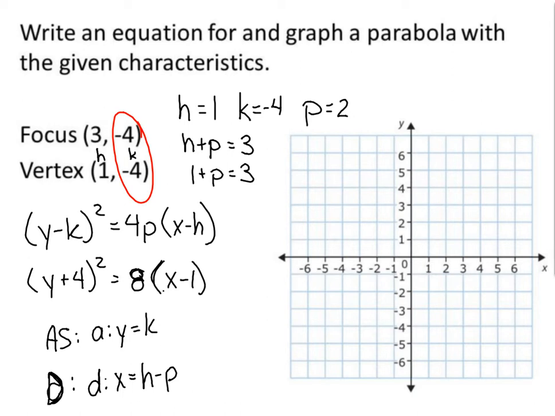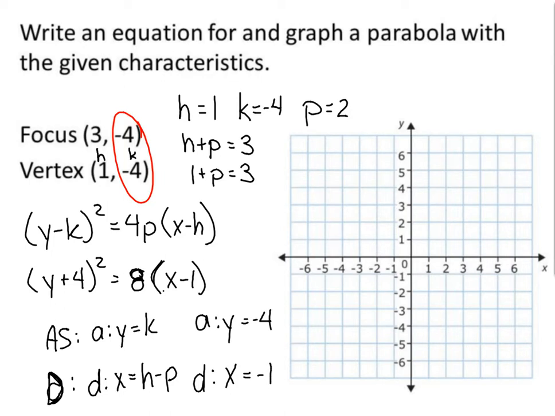Now to graph this, we do need to find the rest of the information. We already know our focus and our vertex, but we need to find our axis of symmetry and our directrix. We know that the axis of symmetry is going to be y is equal to k, or in this case, y is equal to -4. Our directrix is going to be x is equal to h minus p, or in this case, it'll be -1.